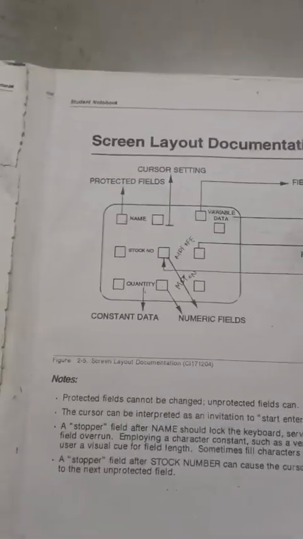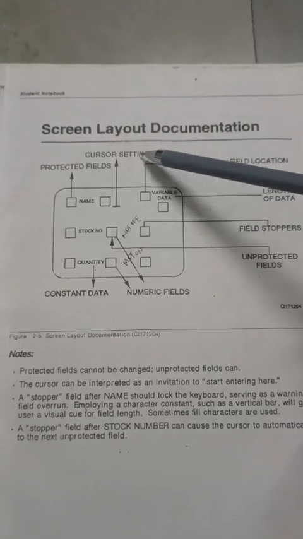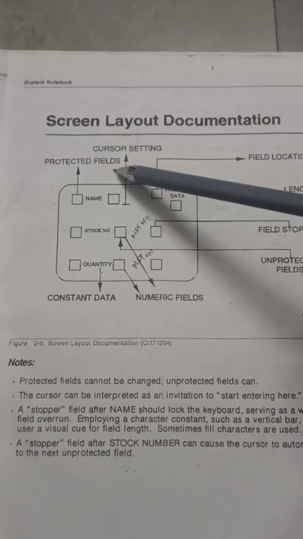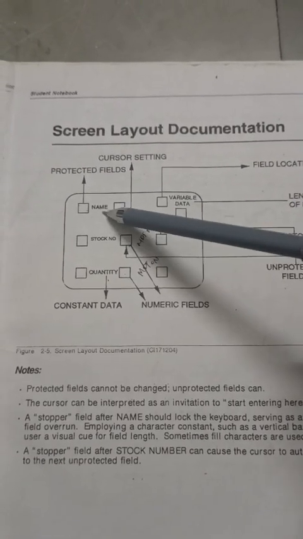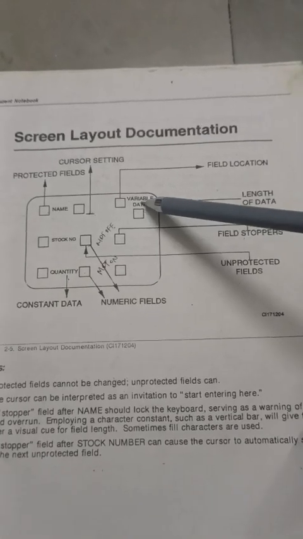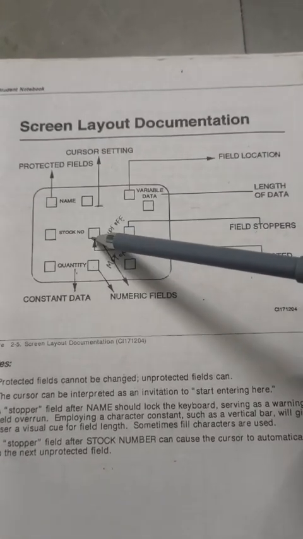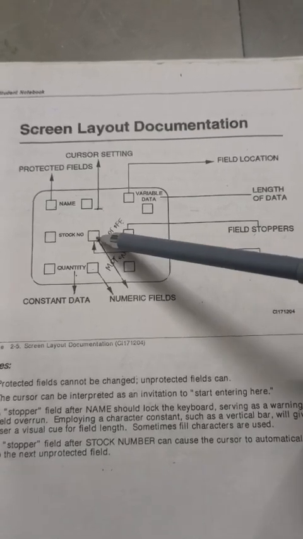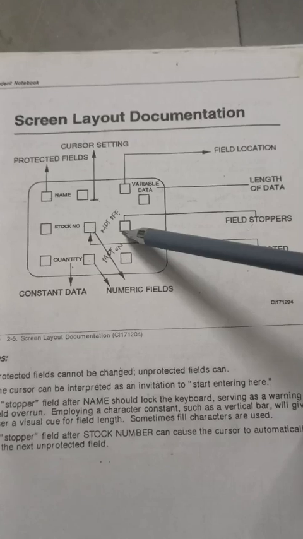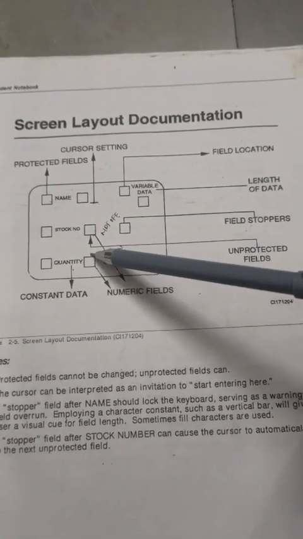Let's start. We'll design one sample layout for the physical map. This is a screen layout documentation, an overview of how we are going to prepare it. I want to display a name in this particular position, and the date field I have to define here. The stock number I am going to define in this particular row, and this is the length parameter, and this is a protected stopper field. Once my cursor is placed here, I want to stop, I don't want to enter the stock number.